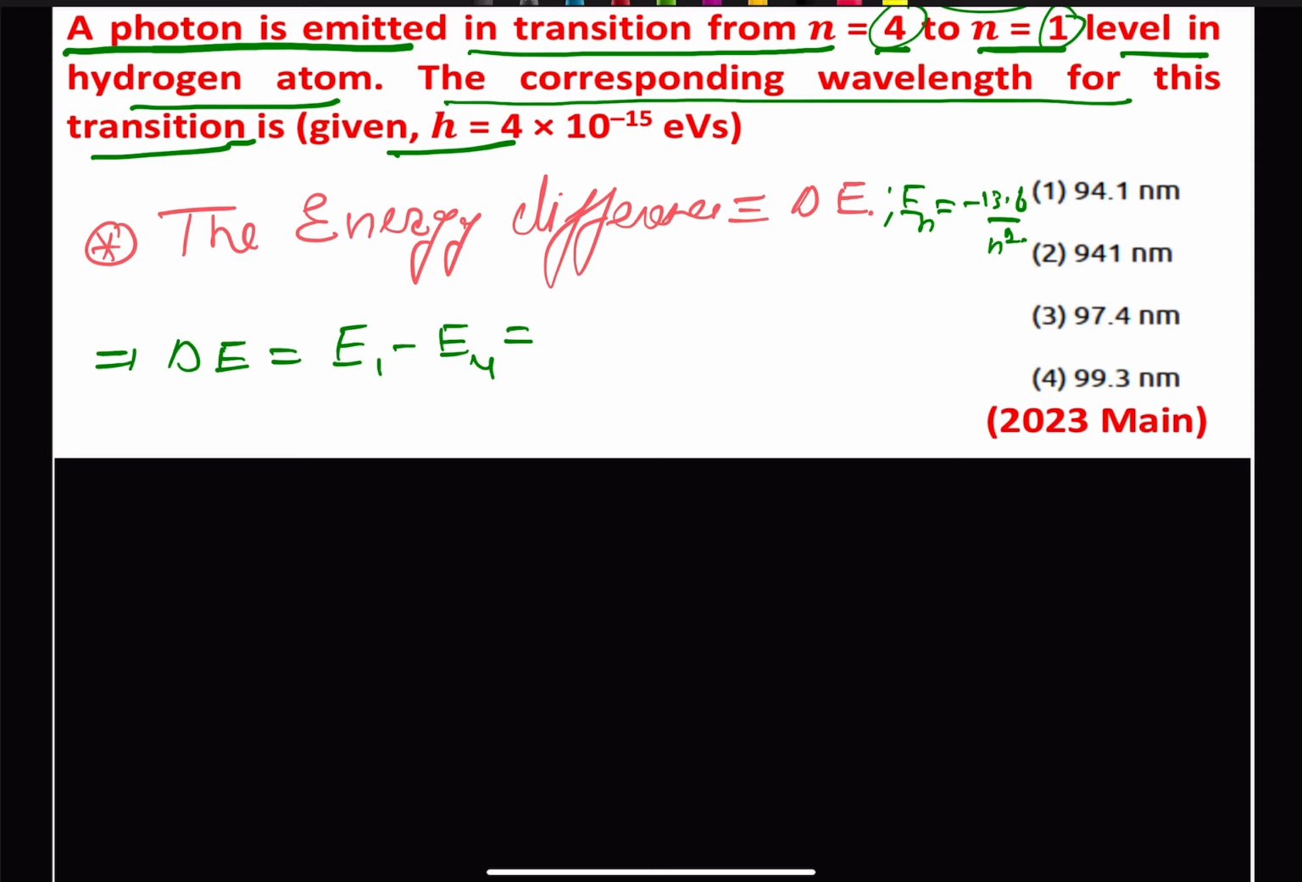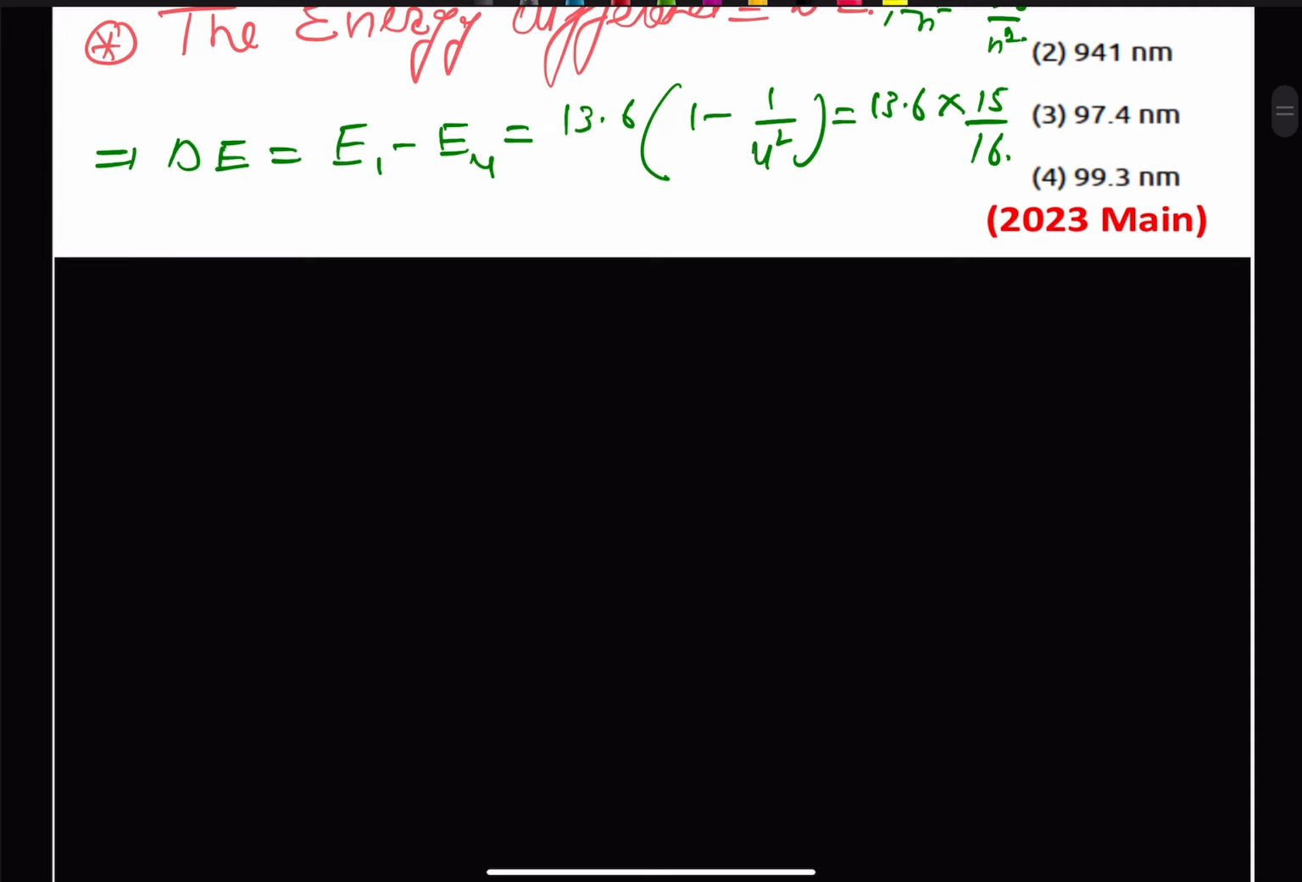this will be our 13.6, and this comes 1 minus 1 upon 4 square, and this will be equal to 13.6 into 15 by 16. So from here we get our delta E will be equal to 12.75 electron volt.